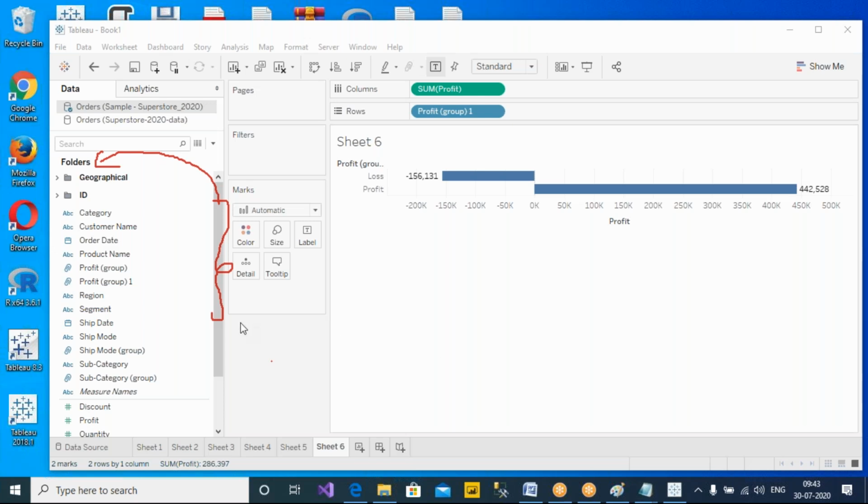All right, so the question in the chat window: is there any limit for combining sets? Definitely, there's no limit. You can combine as many sets as you want.